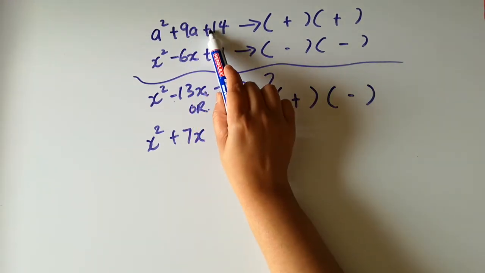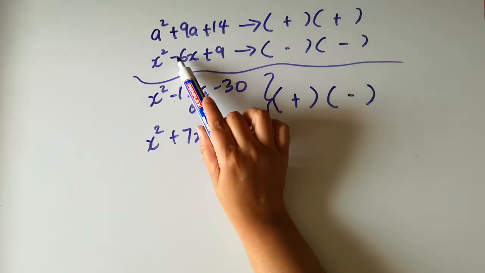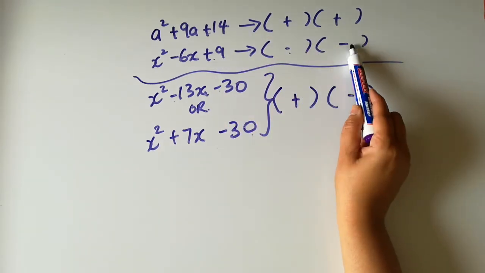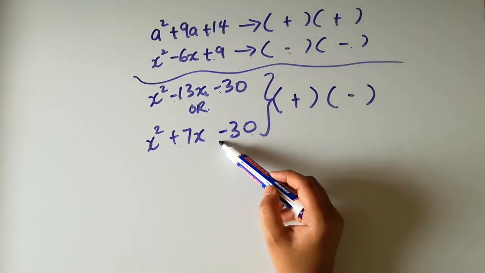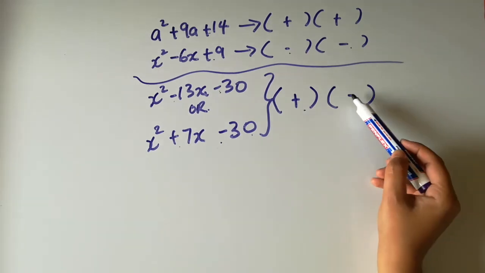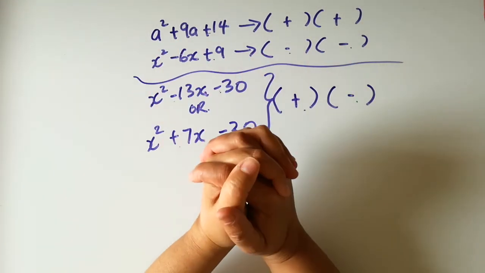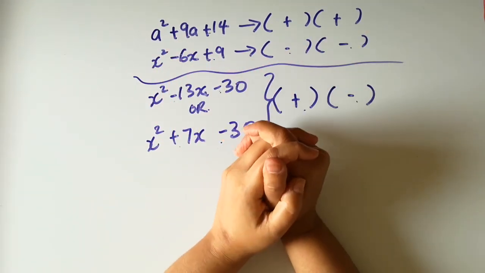If I have a plus and a plus here, then both brackets are going to be plus and plus. If I have a minus and then a plus, then both brackets are going to be a minus and a minus. But if I have in these circumstances a minus minus or plus minus, then one of my brackets is going to be a plus and one is going to be a minus. I know this looks very tricky. I hope it helped you, and as always, practice makes perfect.